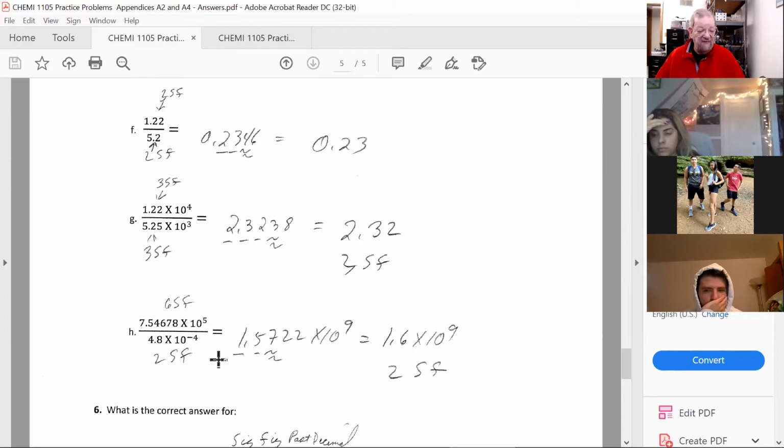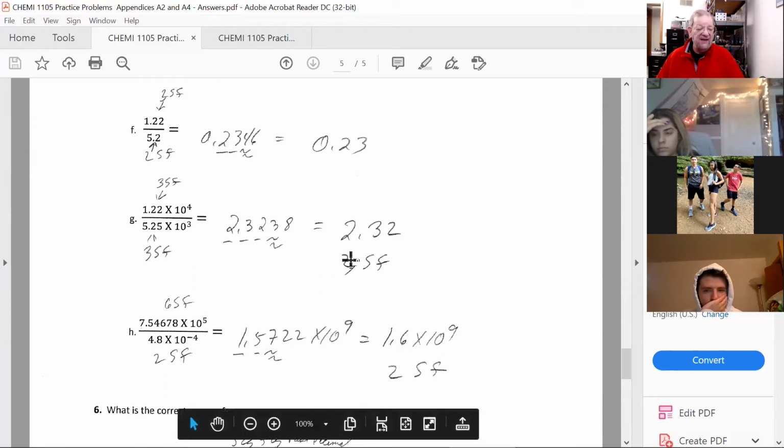So the number 1.5722 times 10 to the 9th, you have to round off to 2 significant figures. Keep the 1, keep the 5, use the 7 to round off. 5 or higher, I'll drop that and everything else, and the number in front I'll increase by 1.